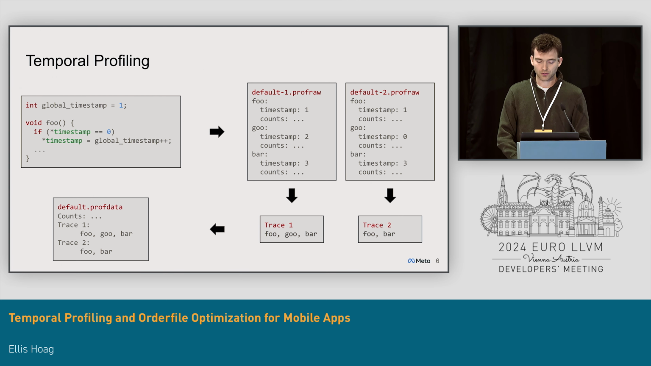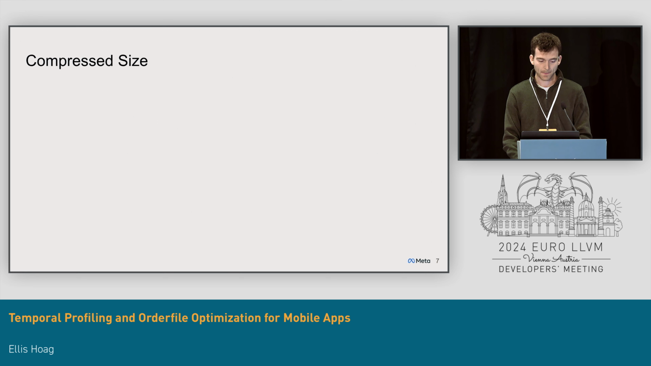What we want is to merge many traces from many different startups to generate an order file that is representative of startup paths that we see in production. The question is, how do we actually merge these traces to generate an order file? And before I answer that question, let's talk about compressed size for a minute.